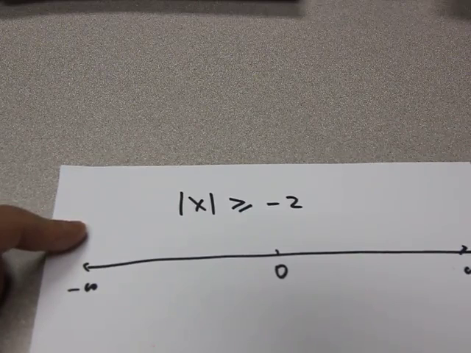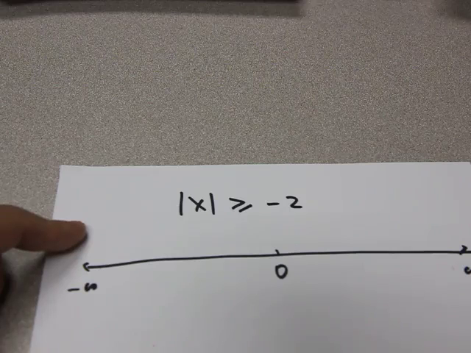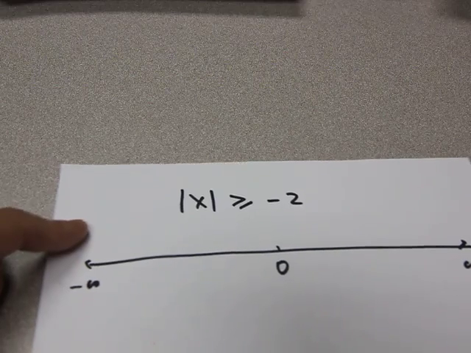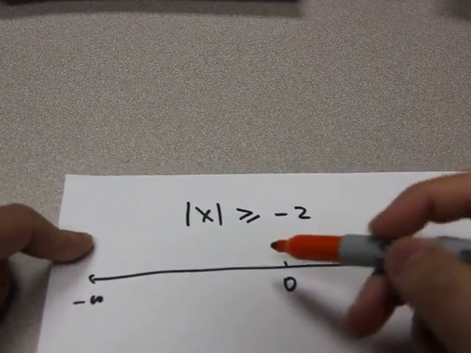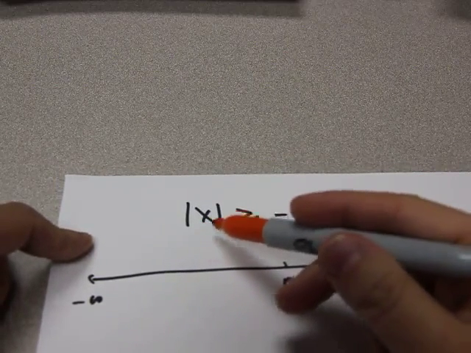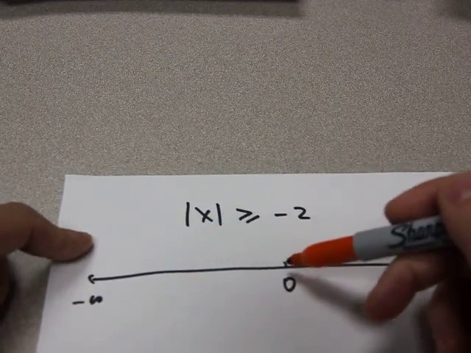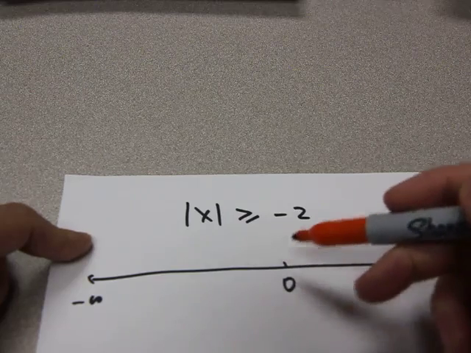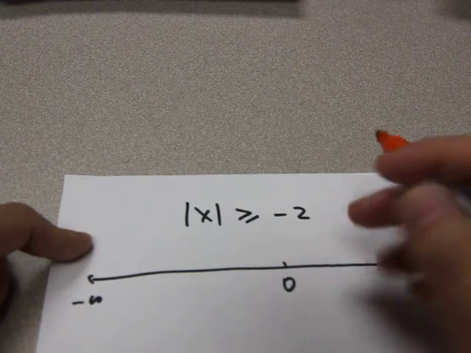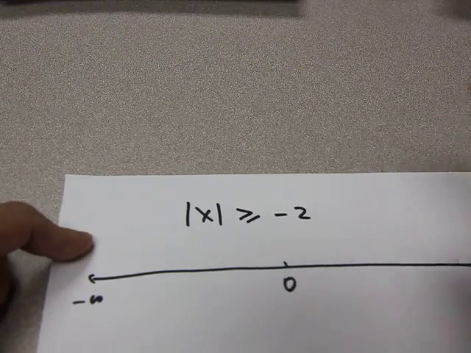And since we know that the distance can never be negative, right? We don't have a negative distance. So therefore, no matter where my x is, the distance from x to 0 is always greater than -2.